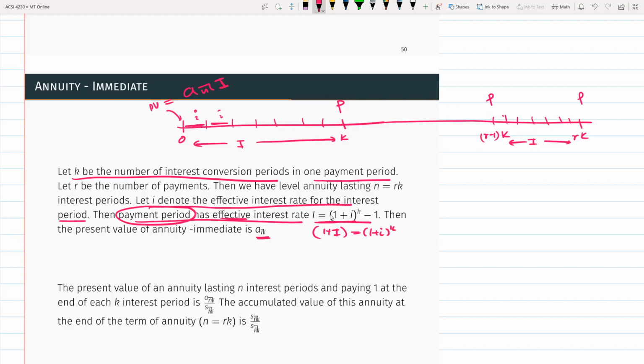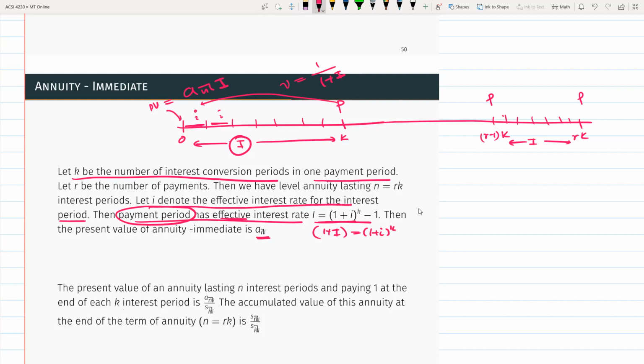Okay, not simple i, because now I'm using effective rate. Basically, I have to discount this to time 0, and the rate I'm going to use is capital I. So my v is going to be 1 over 1 plus capital I. The present value of an annuity lasting n interest periods and paying 1 at the end of each k interest period is a_{n|i} over s_{k|i}. So how do you get that?